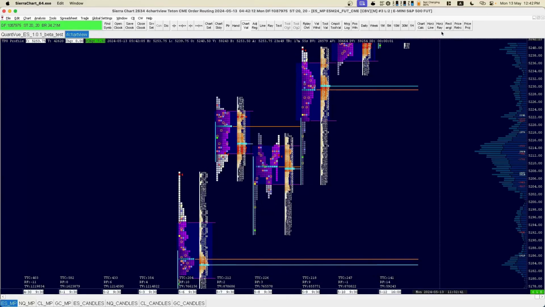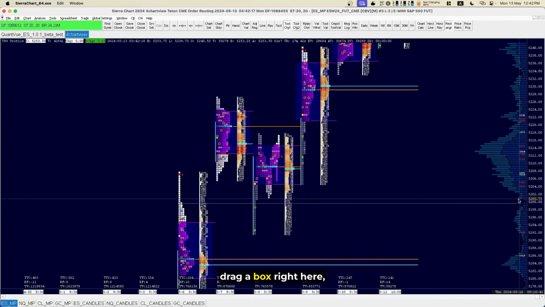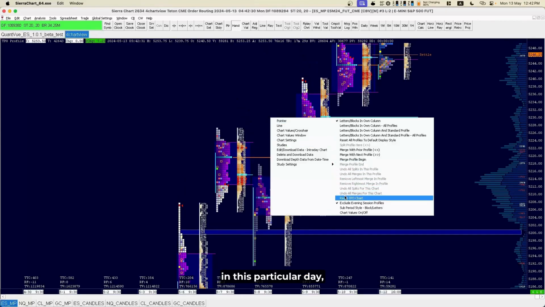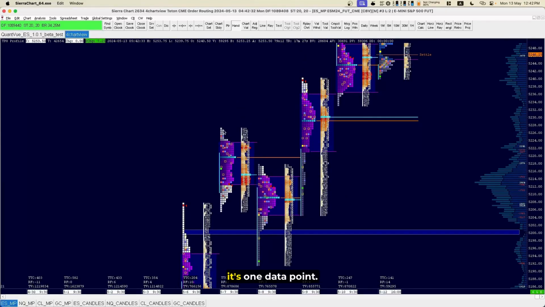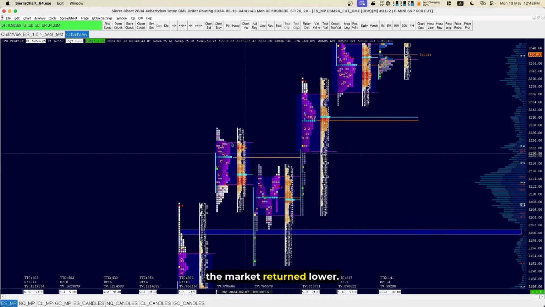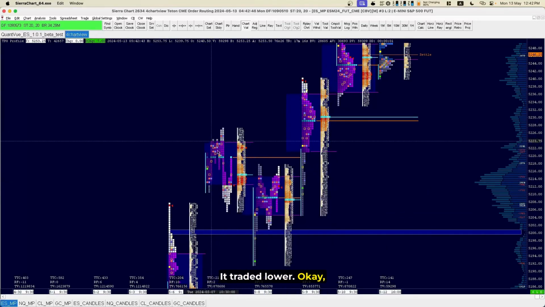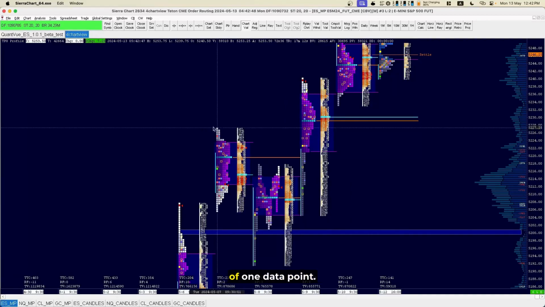If you drag a box right here, you can see the spike right here, the bottom of the spike. The market opens, breaks above, and every test right here on this period was the absolute bottom. Okay, again, this particular day is one data point. You can't just wake up and see this is a poor high and expect the market to simply go higher. Guess what? The next day, the market returned lower. It traded lower, okay? You can't just trade off of one data point.